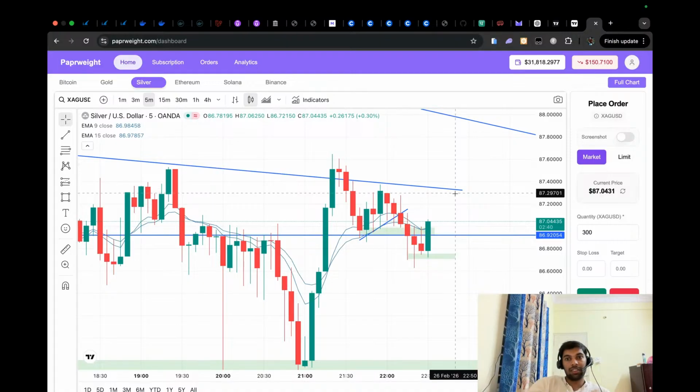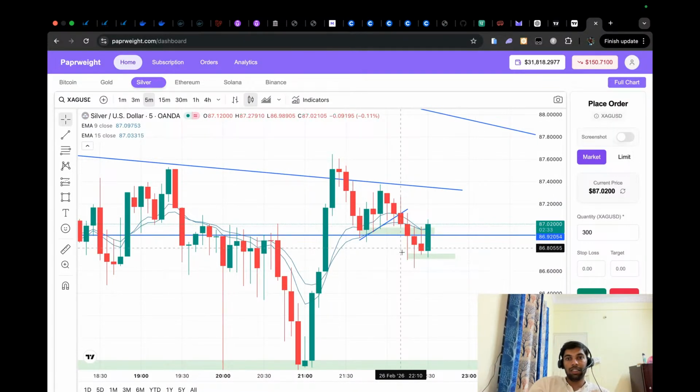Silver just went above. Gold is also going up, right? So silver took the, this is the trapping candle. This is a trap for all the sellers. Now it is going in the up direction.